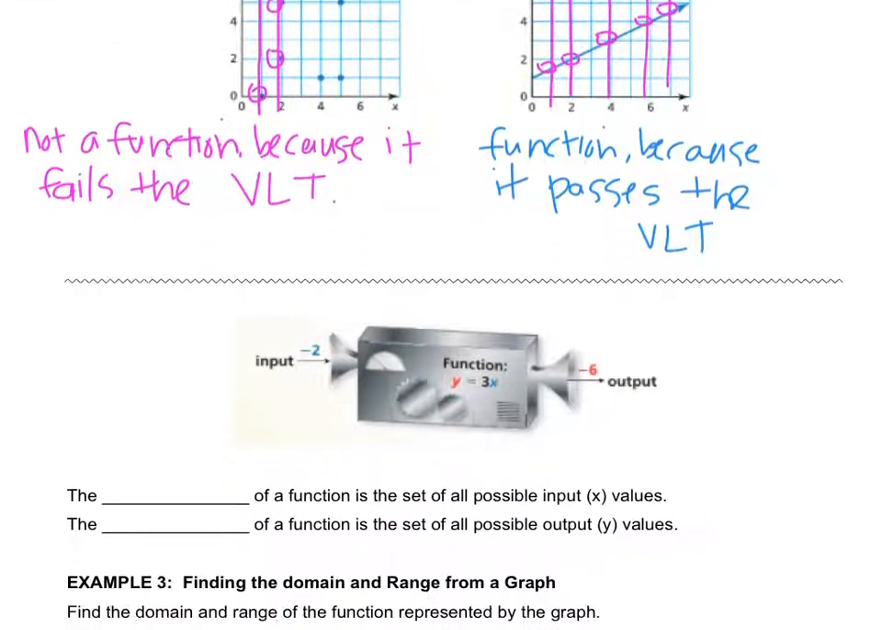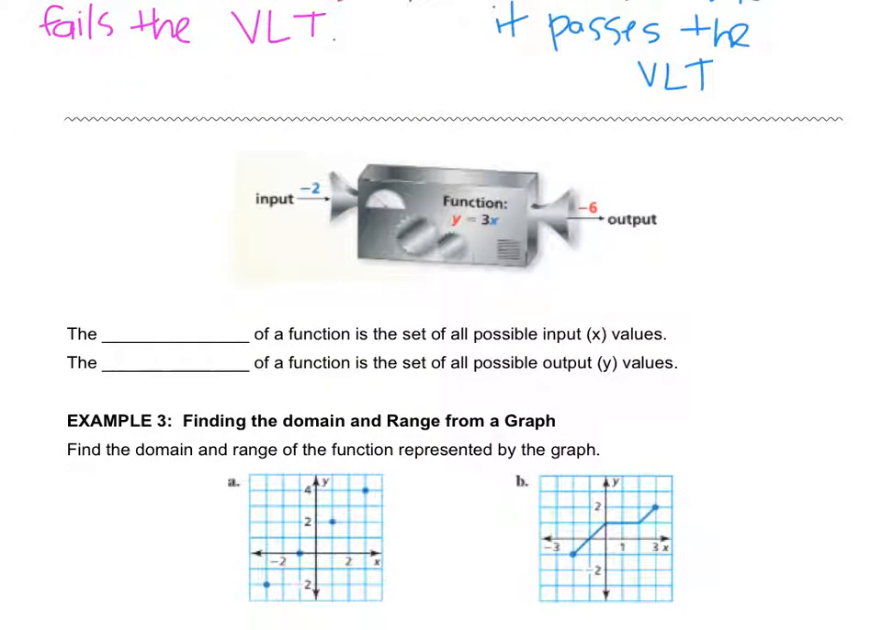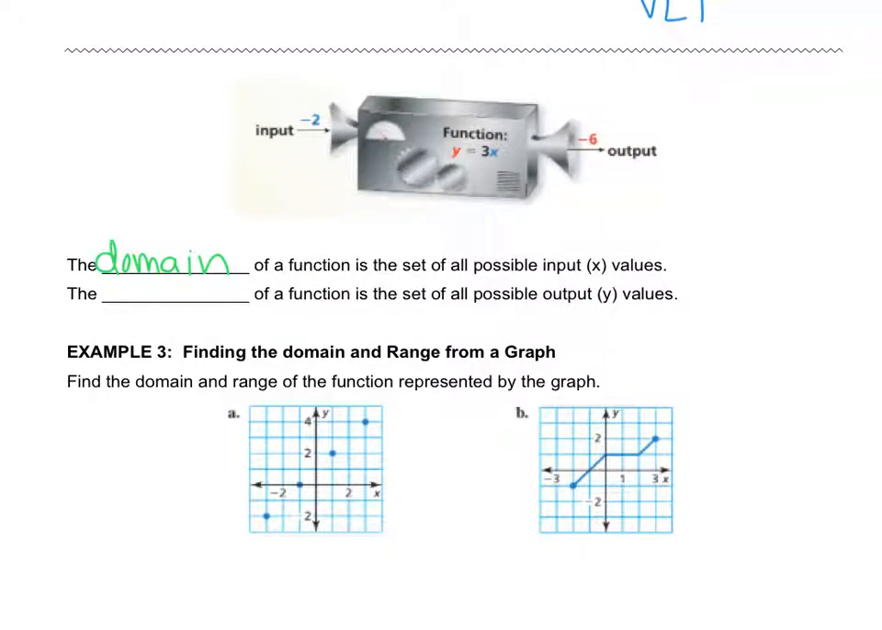So this is something that we already talked about. The inputs represent the x values. But another word for inputs is domain. And another word for outputs or y values is range.